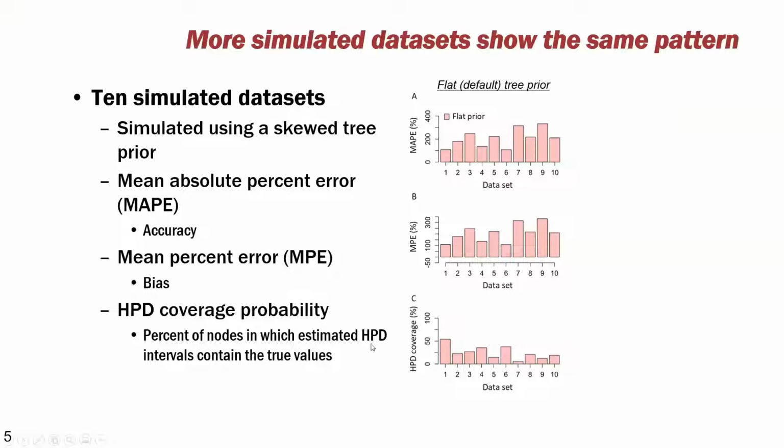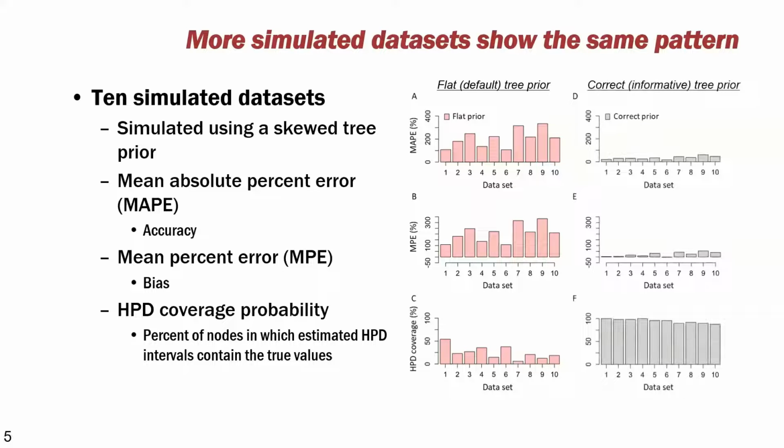From the results shown here, you can see the use of flat tree prior produced very bad results, and it has a really high mean absolute percent error and a high mean percent error, meaning that the accuracy is low and the bias is high. And also the HPD coverage probabilities are low for all the cases, lower than 50% in general. So the flat tree prior did not perform well.